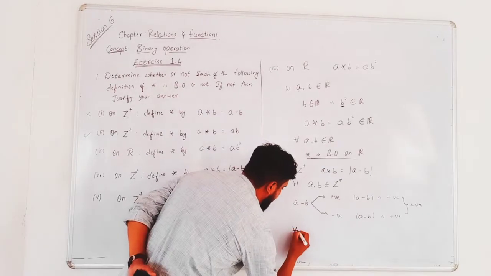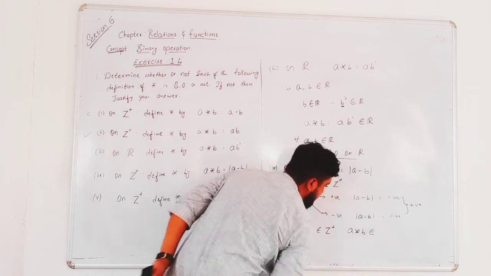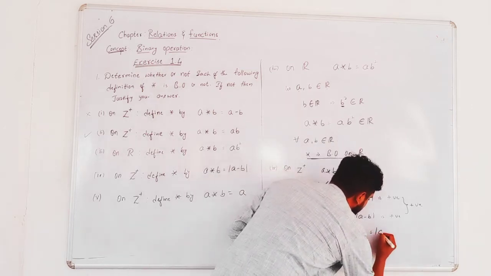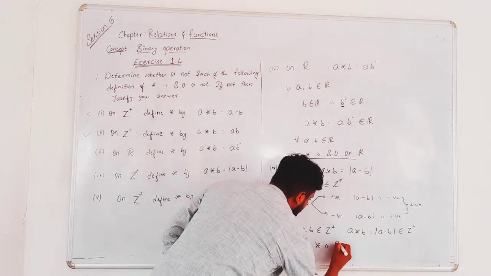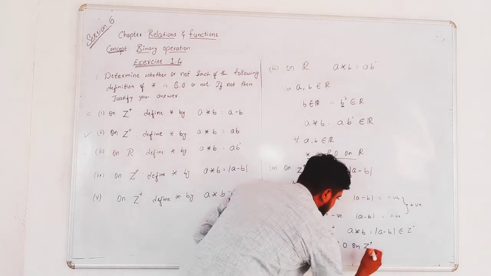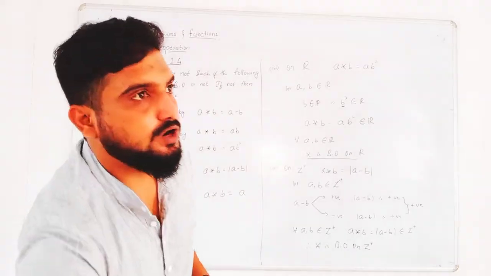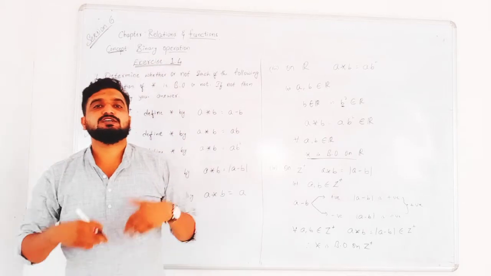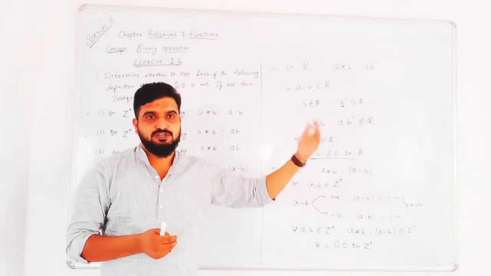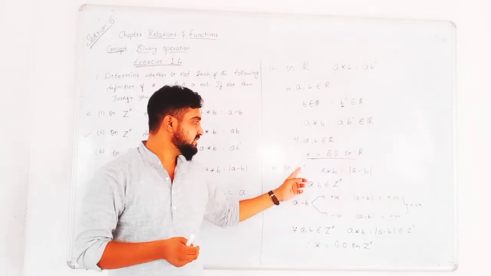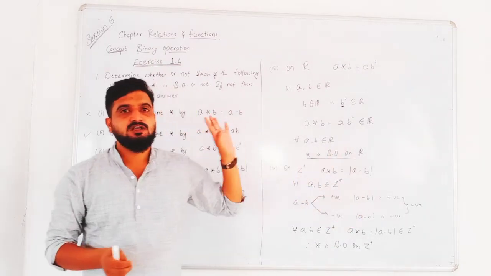Therefore for all A comma B belongs to Z plus, A star B belongs to, what is A star B? A star B is equal to modulus of A minus B, which belongs to Z plus. So that's why the star is a binary operation on Z plus. So this is the fourth exercise problem. Whatever be the answer of A minus B, the modulus converts the answer into a positive number. If it is a positive integer, the answer is as it is. If it is a negative integer, it converts into a positive integer. So that's why for all the cases of A and B in Z plus, A star B, that is modulus of A minus B, is always a positive integer. That's why this is a binary operation.